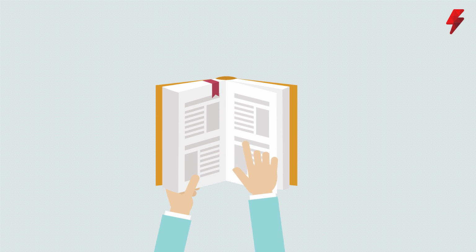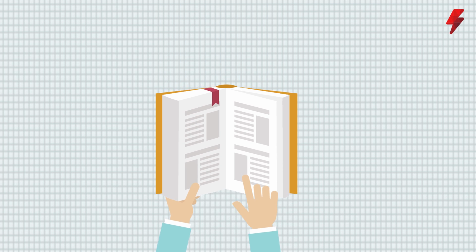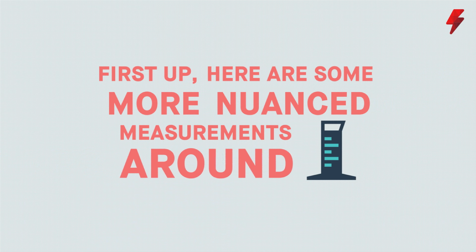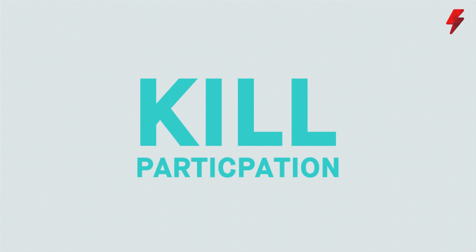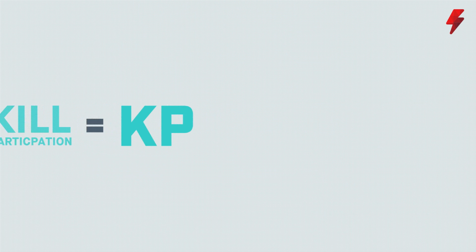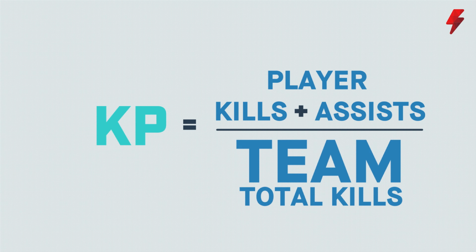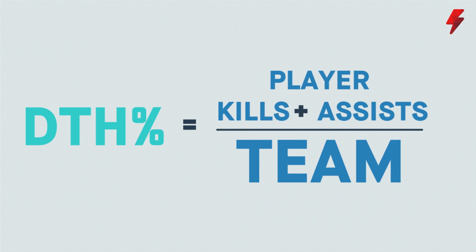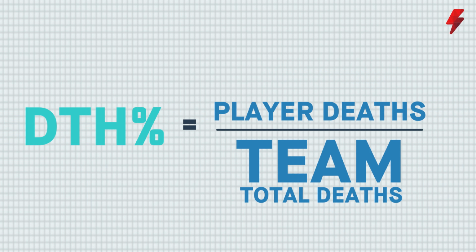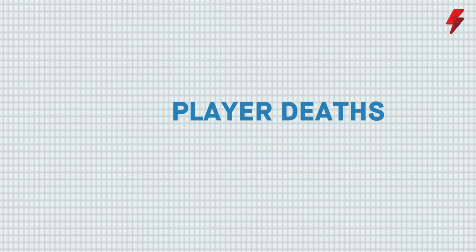It's time to expand our horizons with some core stats that every aspiring league analyst should have in their arsenal. First up, here are some more nuanced measurements around kills and deaths. Kill participation, or KP, is calculated as a player's kills plus assists, divided by the team's total kills. Death share works the same way, but with deaths. KP tells us how much a player contributes to their team's fights, while death share tells us how well the player balances their involvement with survivability.